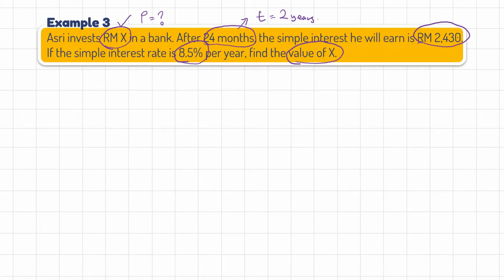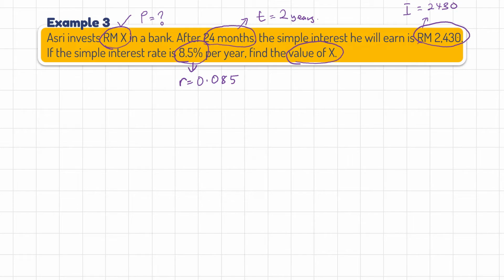Okay? The next information that we have is simple interest he will earn is 2,430, which means this value is capital letter I, 2,430. If the simple interest rate is 8.5%, therefore this is our R, 0.085. The one that we need to find is the value of X.